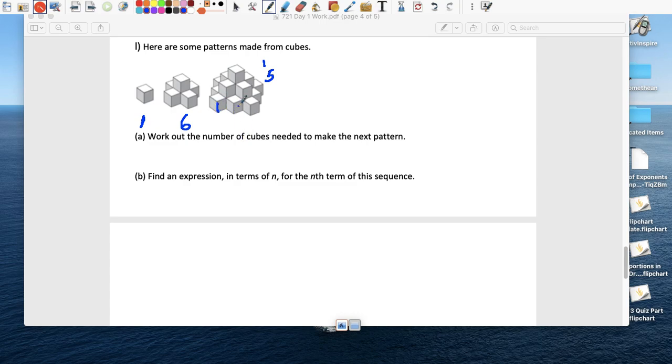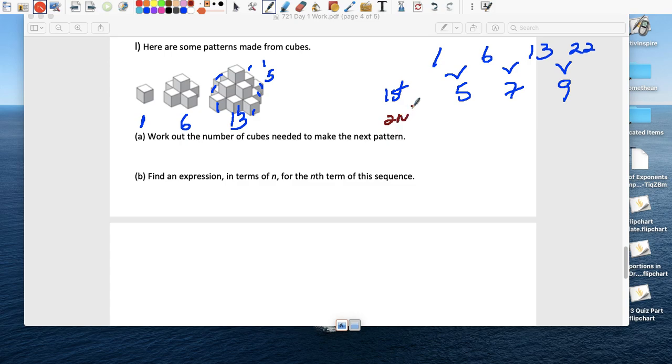5, 6, 7, 8, 9, 10, 11, 12, 13. So our numbers are 1, 6, 13. Let's say if you take the first difference, that's 5, that's 7, and you can guess that this one is 9, which would, if we were to draw the next one, have 22 cubes, right? So now we take the second difference and we get 2, 2, and 2.